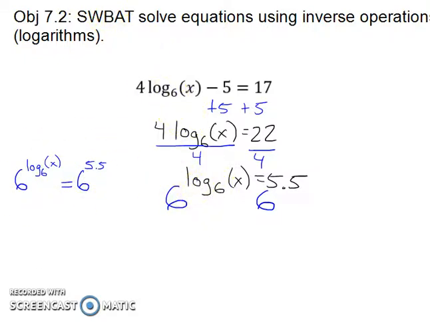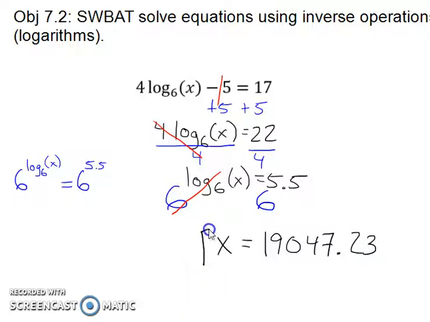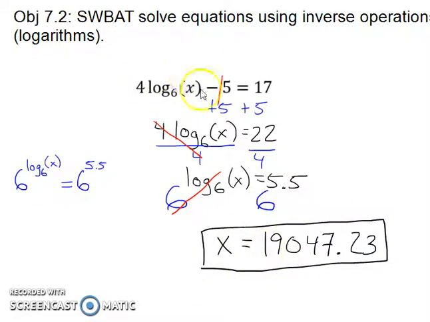When I write these big 6's down here, this is what I'm writing. So, you know how these 5's cancel out and these 4's cancel out? Well, guess what? 6 to the power of and log base 6, they cancel out. And all we're left with is x. x equals 6 to the 5.5. When you type that into your calculator, you get approximately 19,047.23. So that is it. To check your answer, you can plug it back into this equation, and it should come out to approximately 17 because I did round my answer a little bit.